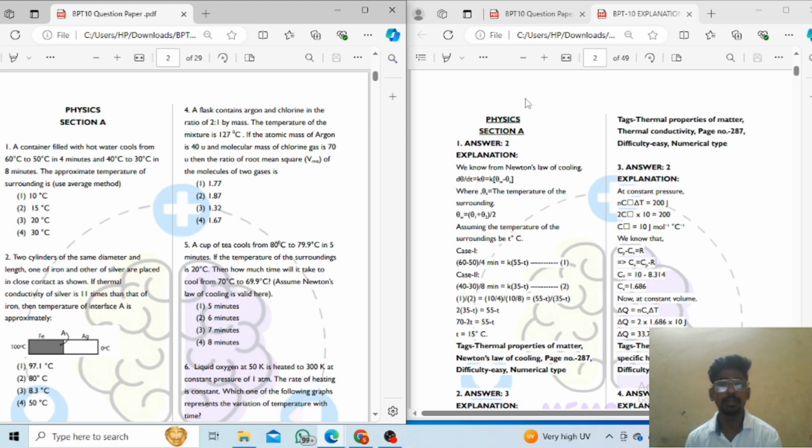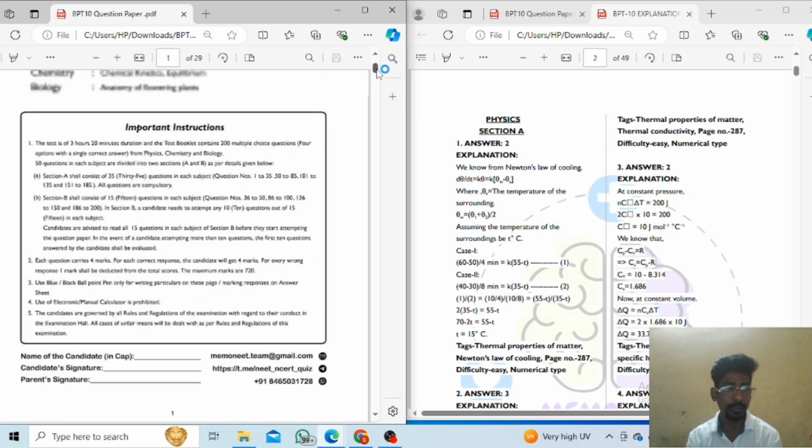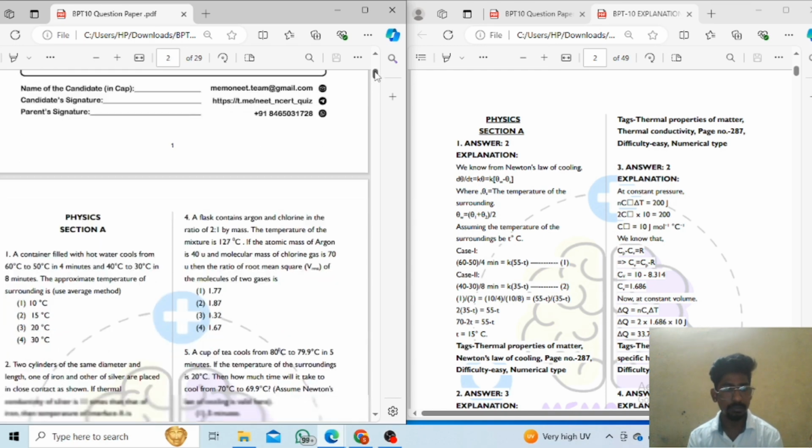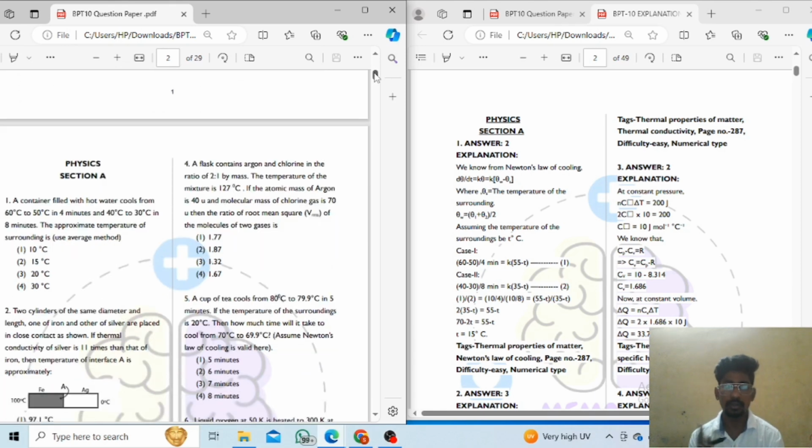So we will be solving the BPT 10 question paper. The chapters mentioned in BPT 10 in physics are mainly TPM, thermal properties of matter, thermodynamics, and KTG. These three chapters are mentioned in this BPT 10. First of all, we will be discussing each and every question in detail, so that you can understand the topics and the concepts behind it. It is already mentioned in our explanation.